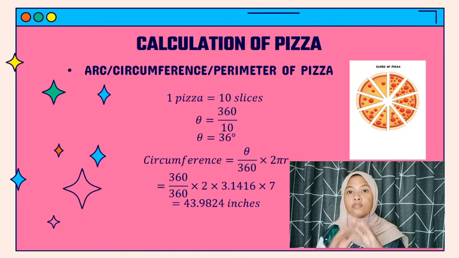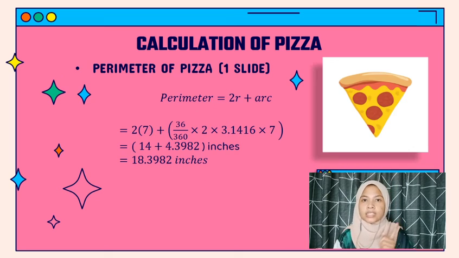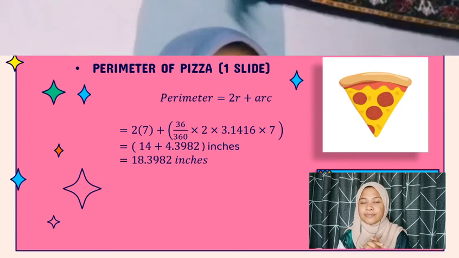To find the perimeter of the whole pizza, or what we call the circumference, we use the formula 2 pi r. So the circumference of the whole pizza is 439.824 inches. Lastly, for the perimeter of a slice, we use the formula 2 times r plus arc. As we know, the arc for each slice is 4.3982 inches, and 2r is equal to the diameter. So we just need to add the arc to the diameter, and we get the answer, which is 18.3982 inches.